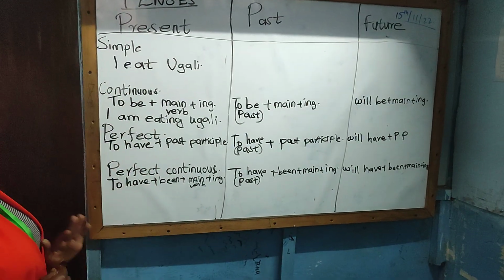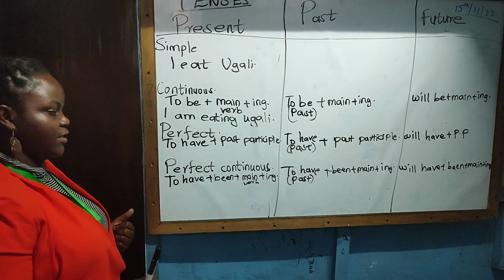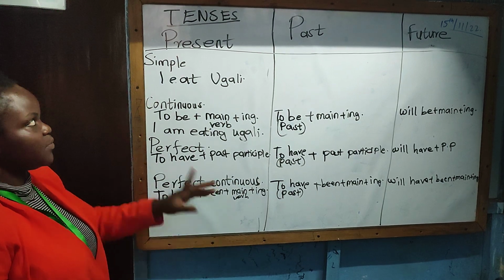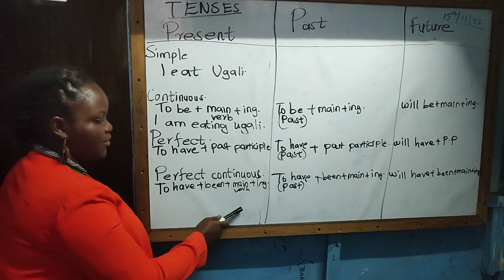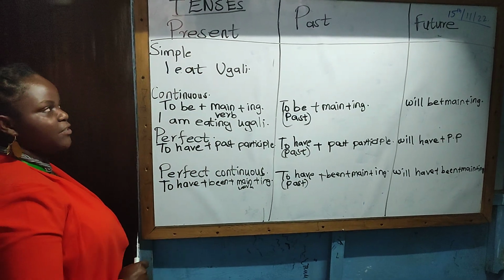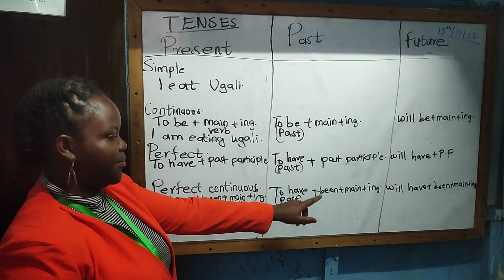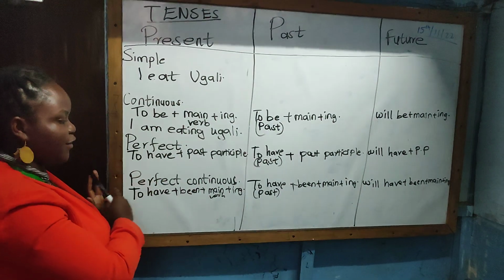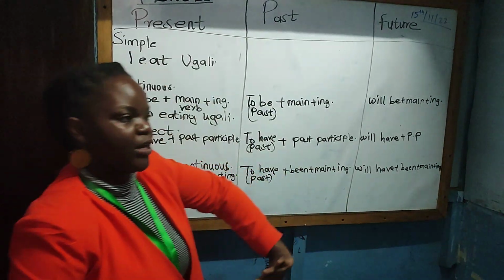So in an example of a sentence, let us still use our verb to eat. If we change it now into present perfect continuous, it will be I have been eating ugali. If we change it into past perfect continuous, it will be I had been eating ugali. If we change it into future perfect continuous, it will be I will have been eating ugali.